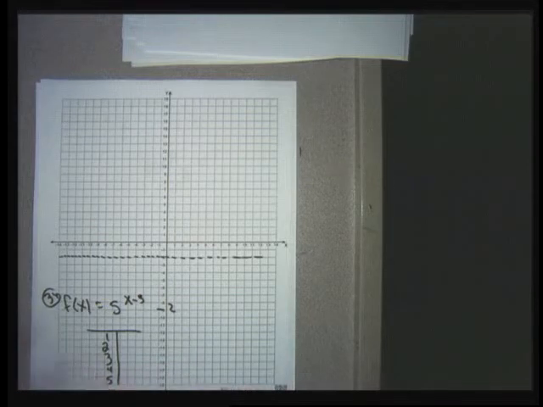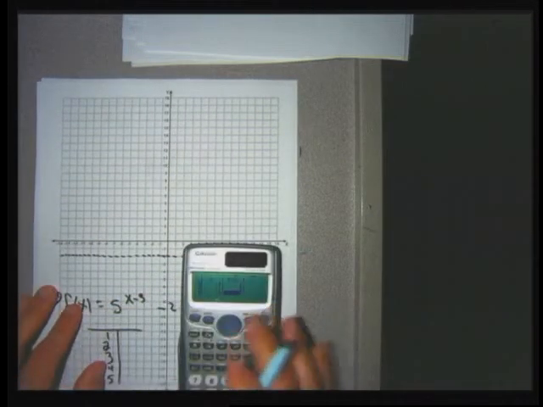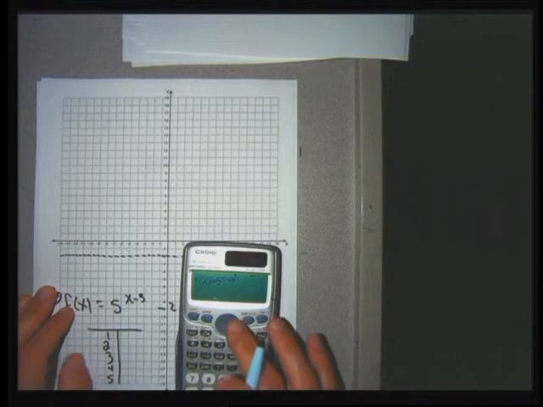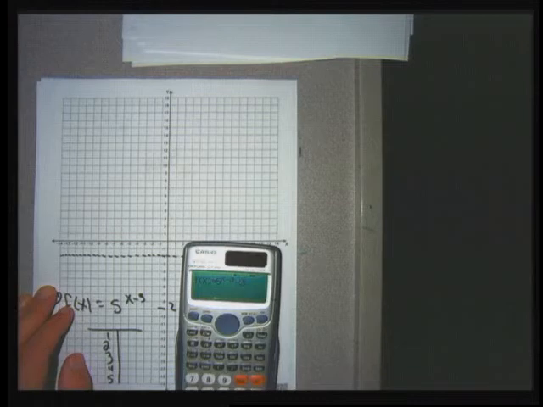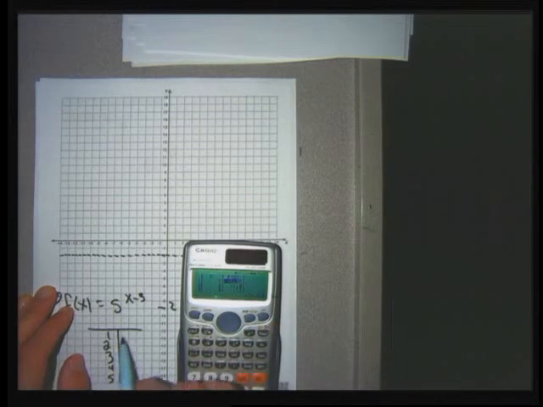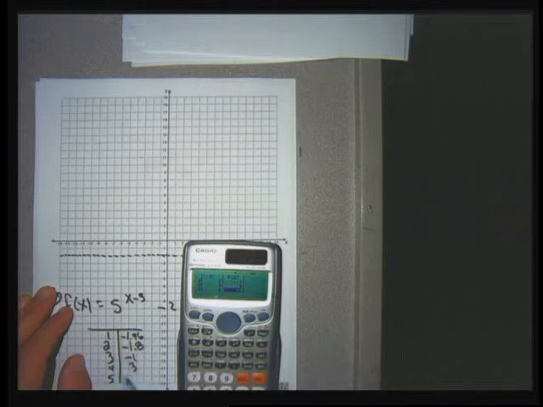And I'll do 1, 2, 3, 4, 5. Enter this function. Mode 7 for table, 5, exponent alpha x minus 3, get out of the exponent, minus 2, start at 1, end at 5, step 1. First one is negative 1.96. I can't round it to -2, otherwise it's going to be on the dotted line. I don't want it to be there. So I'm going to give that 2 decimals. And then 2, -1.8, 3, -1, 4, 3, 5, and 23.